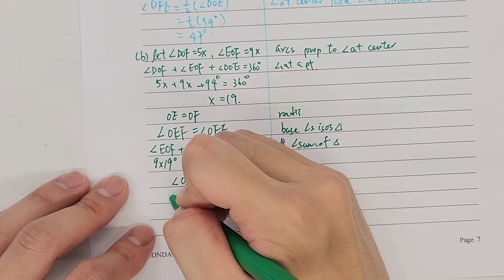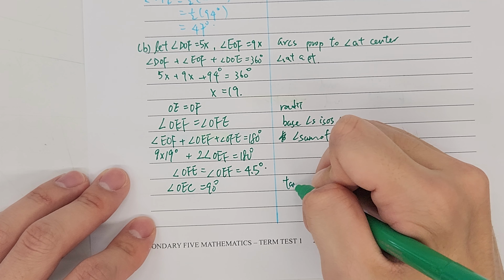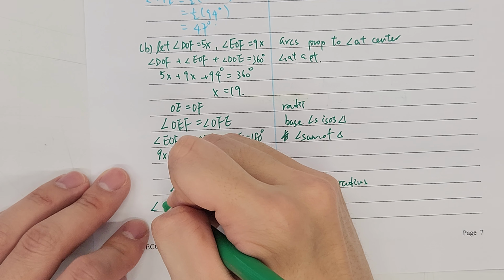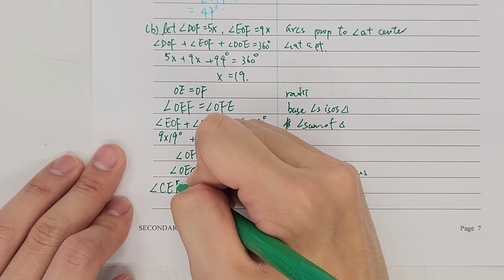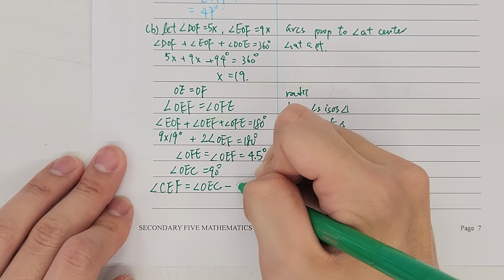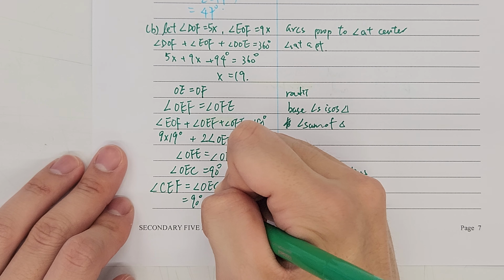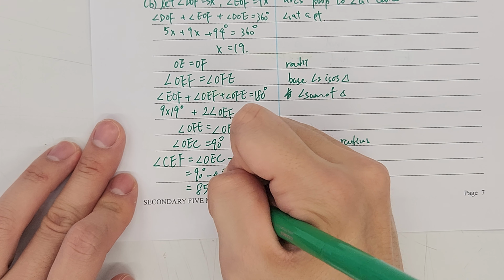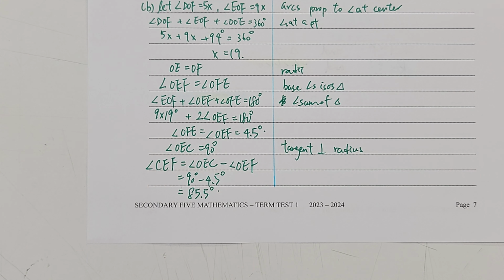And angle OEC equals 90 degrees, tangent perpendicular radius. Therefore, when we calculate angle CEF, it is angle OEC minus angle OEF. Then we get 90 minus 4.5. The final answer will be 85.5 degrees. This is the first method.